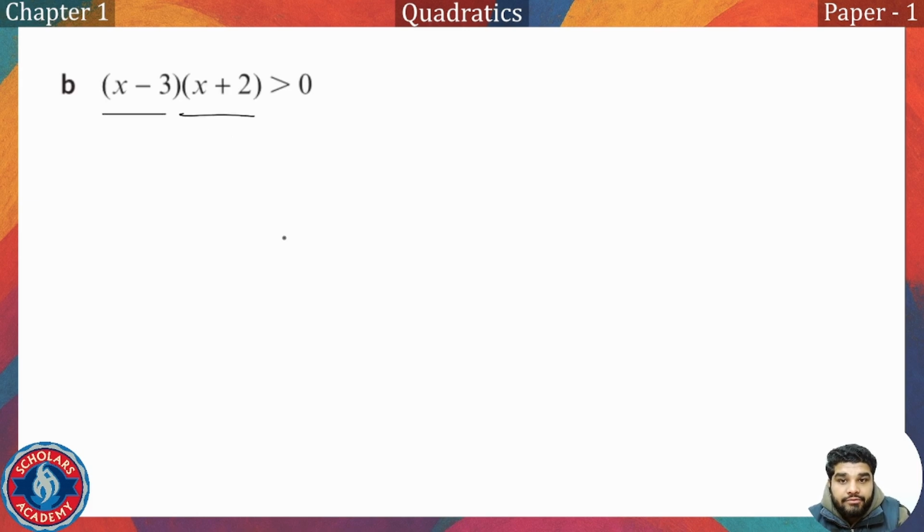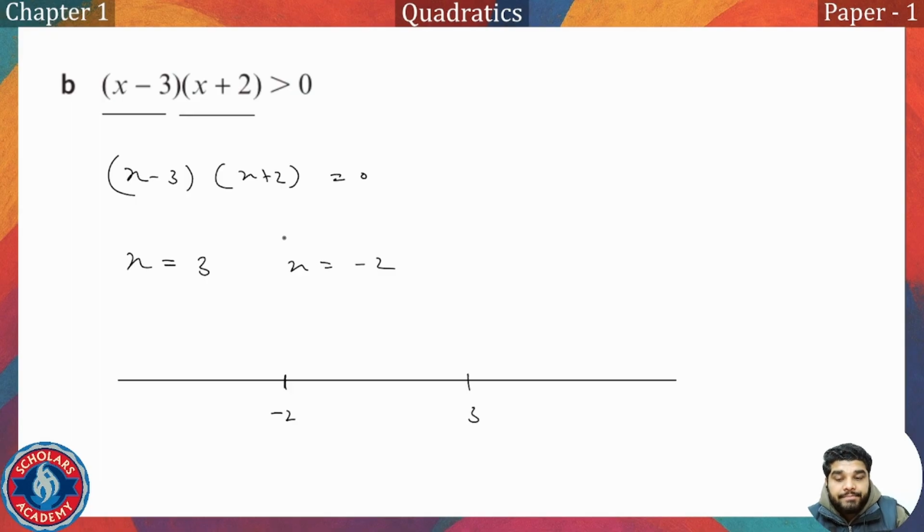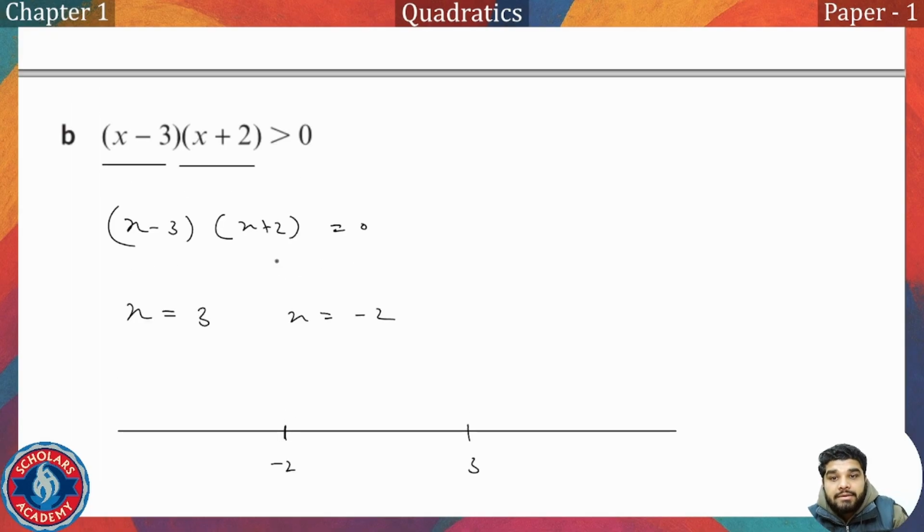We have two factors over here, and what we need is when the expression is greater than 0. First of all, let's find the roots. So x minus 3 and x plus 2 is equal to 0. From here what we get is x is either 3 or x is -2. So we break our real line into three intervals: less than -2, between -2 and 3, and greater than 3, and what we want is a positive value for this complete quadratic expression.